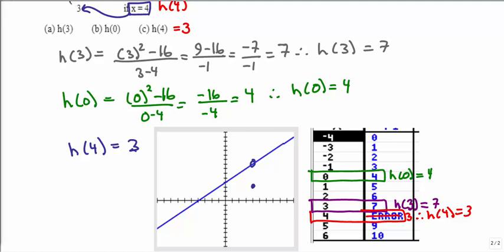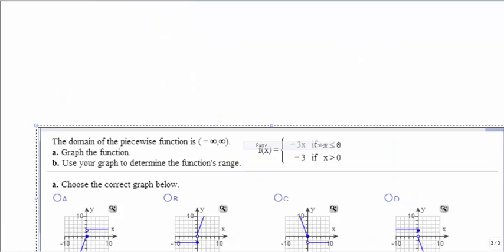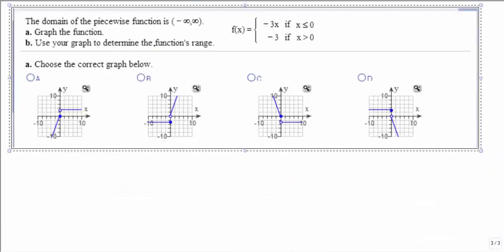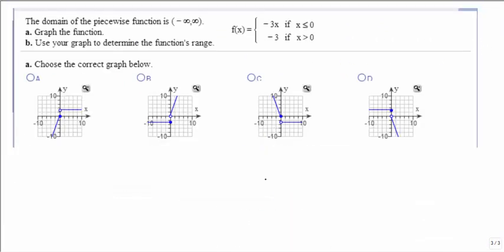Let's go ahead and look at another type of problem that we're going to be seeing, and it's going to refer to domain and range as well and ask us to identify a graph. Now there's several different ways that we can do this. Again, you can graph it on your calculator or you can graph it by hand. I recommend doing both just to make sure you don't have any errors in either one.